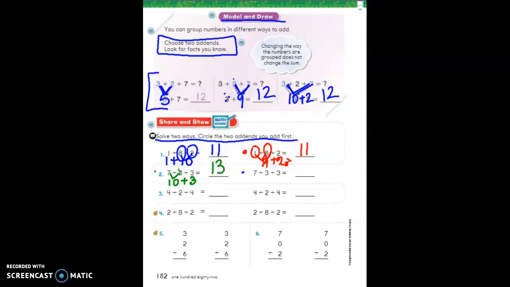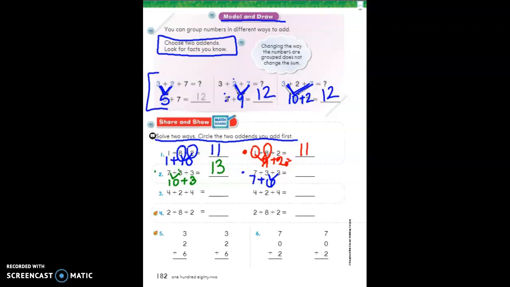All right, this is the second one. It's the same addends, but we're going to add them a different way. I did 7 plus 3. Now I'm going to do my doubles. 3 plus 3, the doubles dance. So 3 plus 3, I know that my doubles is 6. And I can't forget to add my 7, my third addend. So now I have 7 plus 6.